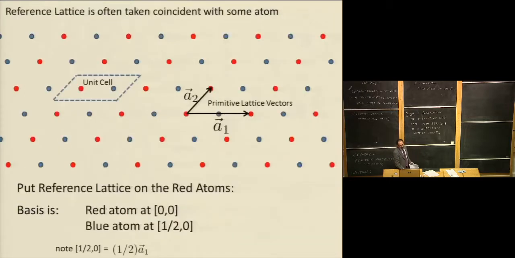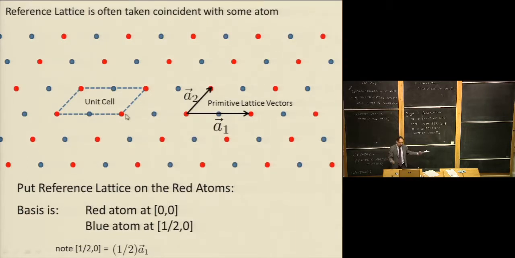Now, sometimes it is useful to take the reference lattice to be coincident with some atom. So here's a crystal made up of red and blue objects, red and blue atoms. Now, you can take a unit cell that looks like this. It contains one red atom and one blue atom. But what people do more often is they put the unit cell with corners on the red atom. Or they could have chosen blue, but in this case, we're going to choose red. Then we would say our basis is the red atom is at the 0, 0 position of the unit cell, and the blue atom is a distance 1/2 in the A1 direction from the red atom. So it's at position 1/2, 0.